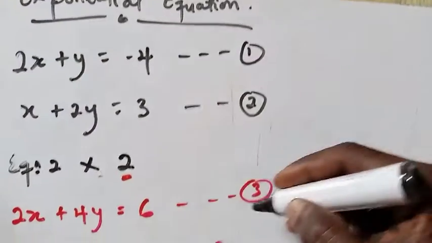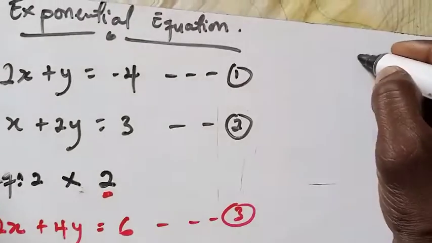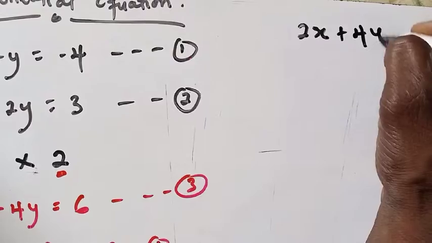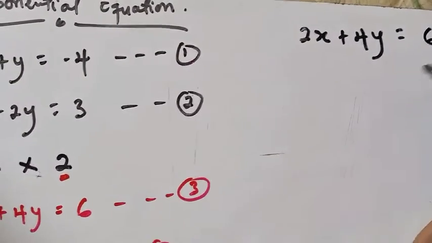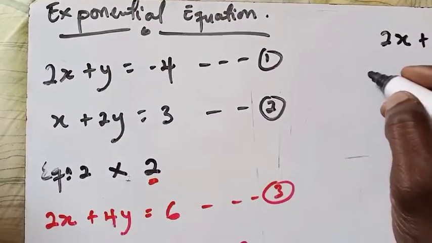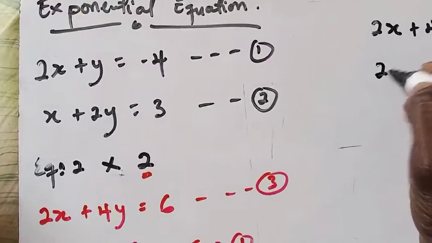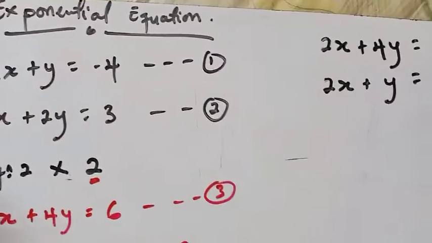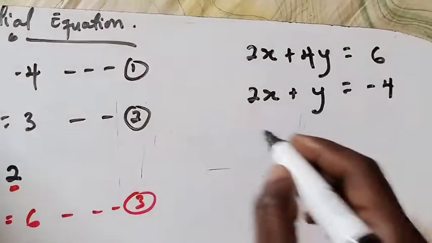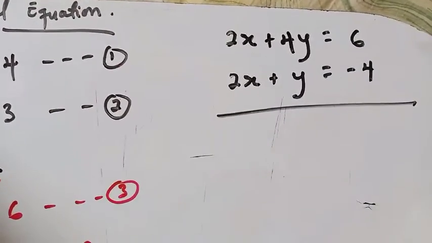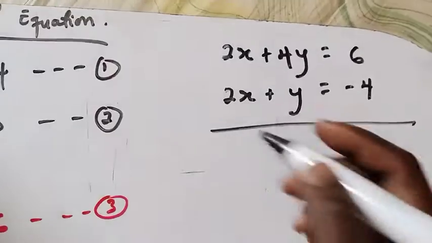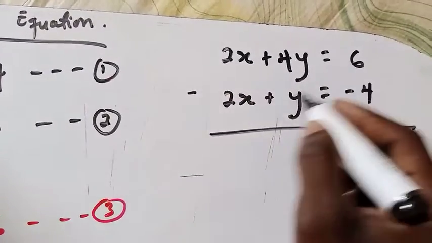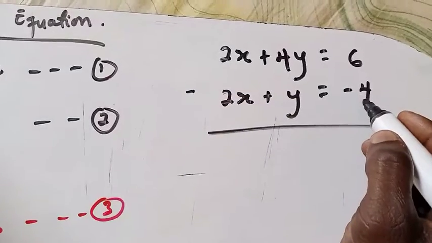Okay, so perfect. Here's equation 3, right? So we have 2x plus 4y equal to 6, and then we subtract equation 1. So equation 1, that's 2x plus y equal to negative 4, right? So we are subtracting, right? You know how to subtract already. So what do you do? Remember, everything is being subtracted, right? So you had 6 here minus negative 4, right?